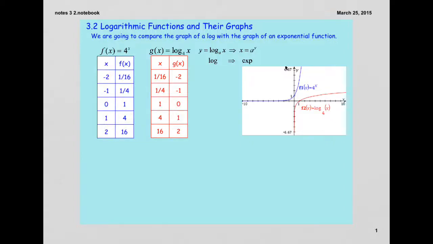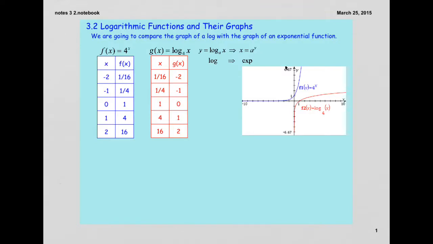Hello and welcome to Chapter 3, Section 2, Logarithmic Functions and Their Graphs. Today we're going to look at logarithmic functions and the way they graph, and we'll notice that they are inverses of what we worked with previously, our exponential functions.